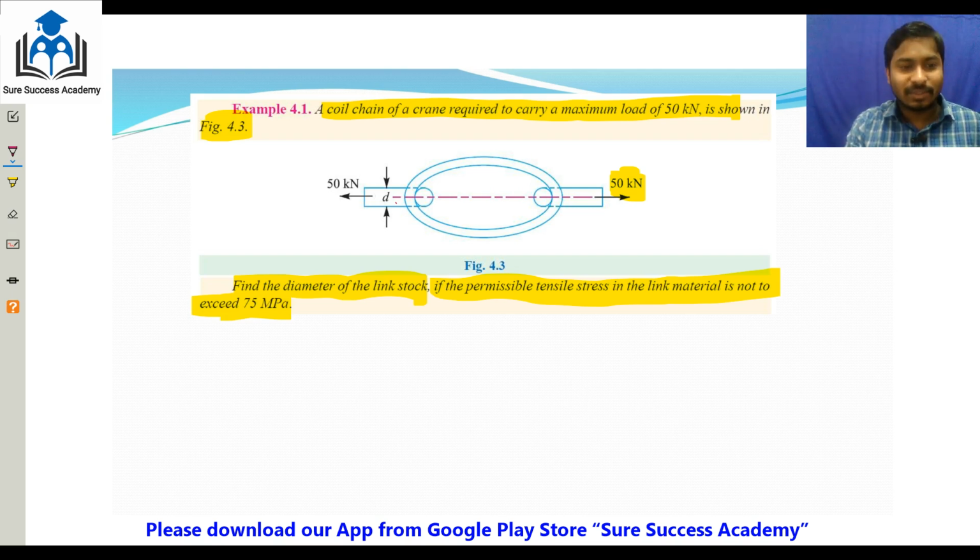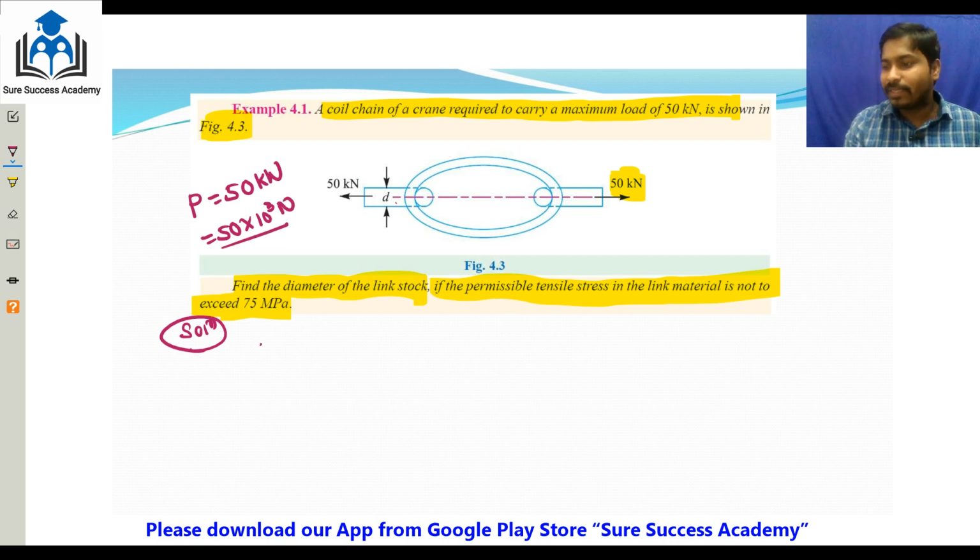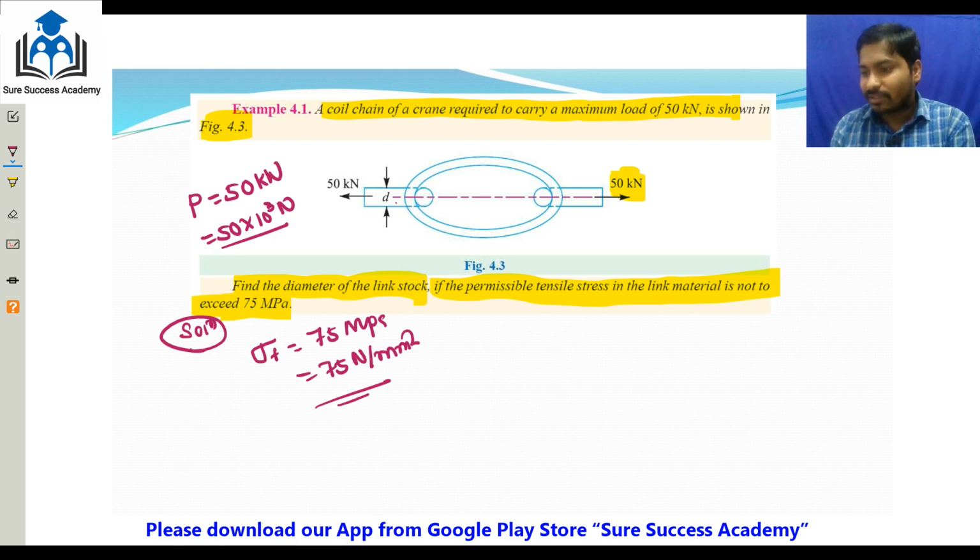So what is given? Write the solution here. P is given as 50 kilonewton. You convert to Newton, 50 into 10 to the power 3 Newton. And he has given that the maximum tensile stress should not exceed 70 MPa. 70 MPa means 70 Newton per mm square. It should not exceed. And you have to calculate the diameter.